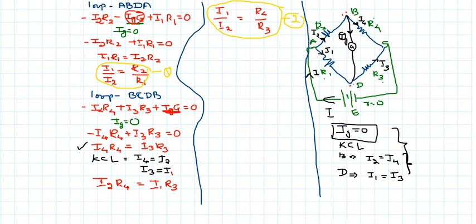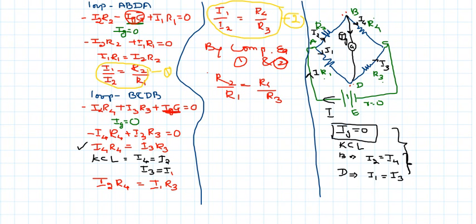If you check both equation 1 and 2, on the LHS we are having I1 by I2. Therefore we can conclude, by comparing equation 1 and 2, that R2 divided by R1 is equal to R4 divided by R3. This is how we can solve the equation.